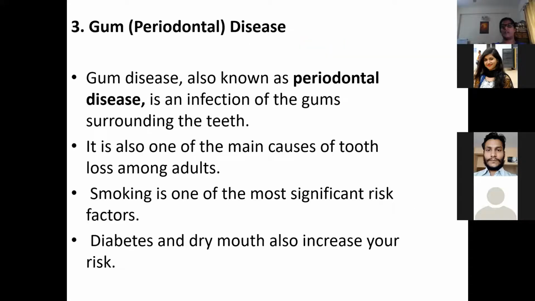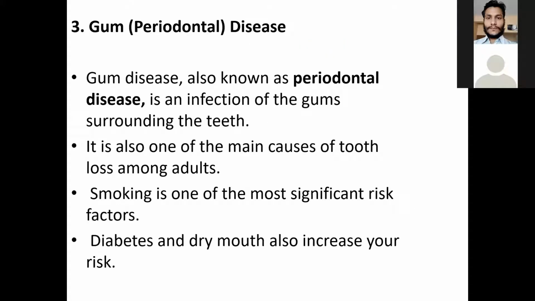So we also have gum disease or periodontal disease. What is periodontal disease or gum disease? It is an infection of the gums which surround the teeth, and it's one of the main causes of tooth loss among adults. One of the risk factors is smoking. Diabetes and dry mouth can also increase the risk of periodontal disease.